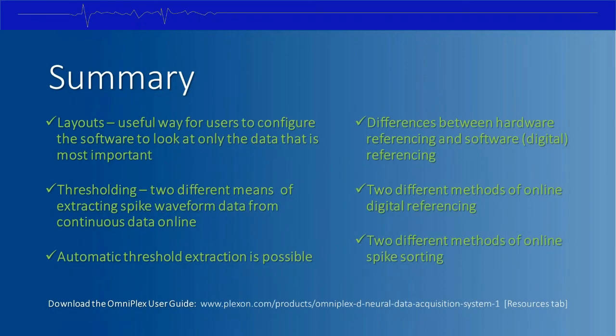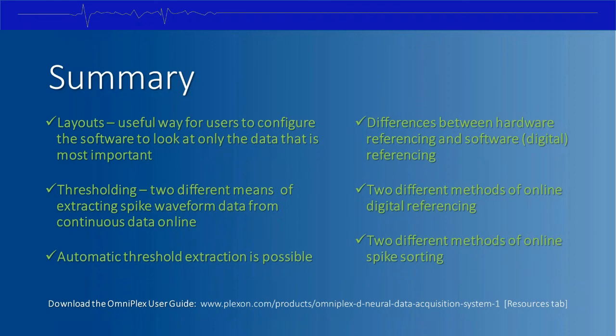So to summarize what we talked about today, we talked about a lot. We talked about layouts. OmniPlex has many different data visualization windows. The user can highlight the visualization windows that are most important. We talked about thresholding or extraction. OmniPlex has two different means for waveform extraction. There's the standard method, where waveforms align to the threshold crossing. There's the aligned extraction method, where waveforms are aligned to the maximum amplitude.